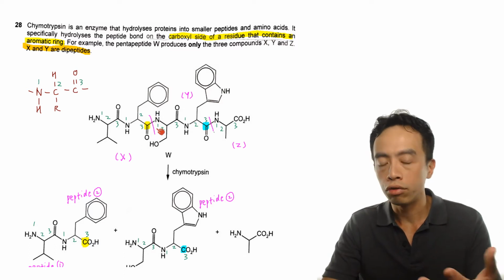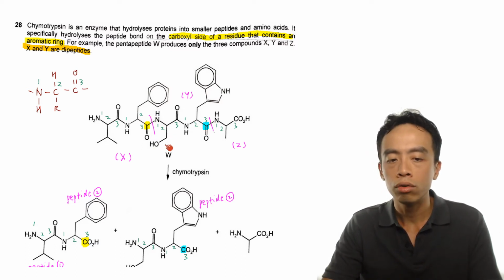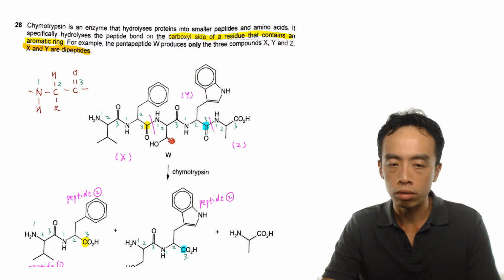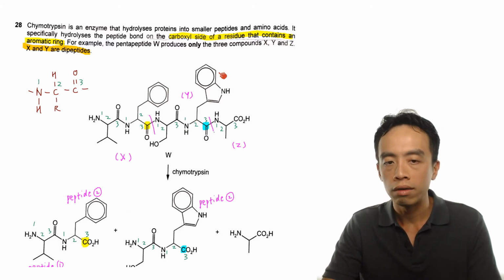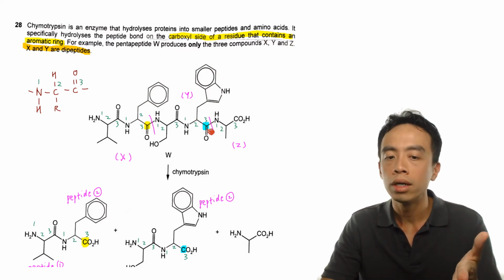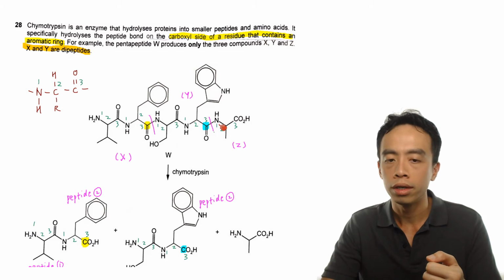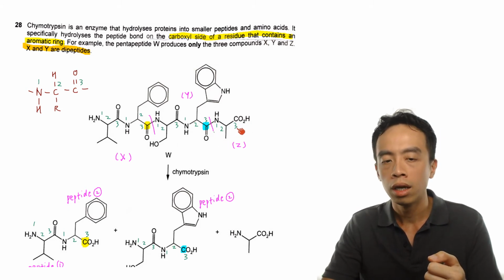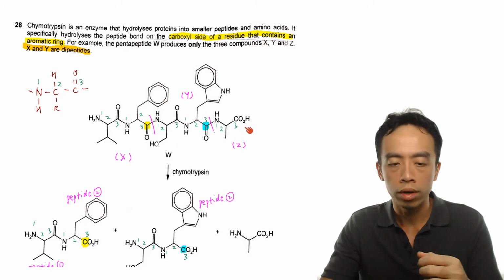Then, if we continue, this is the third R group, no benzene. So we will leave this alone. The next R group, I have a benzene here. So this is my aromatic group. So what the chymotrypsin will do is you'll target the acid group here, break the peptide bond here. Then I'm left with this fragment and the products, more or less, we can figure out.